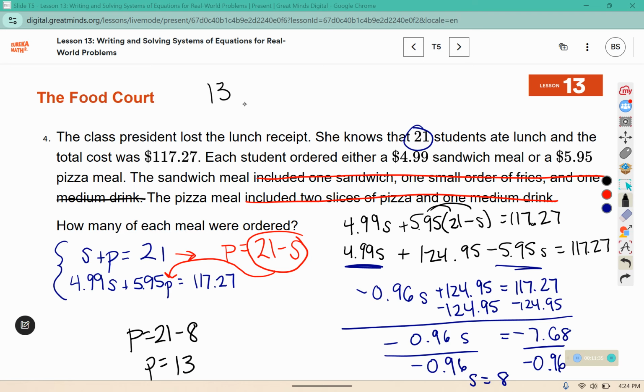The ordered pair that would represent this would be 13, 8. In the alphabet, P, Q, R, then S. So P comes before S.